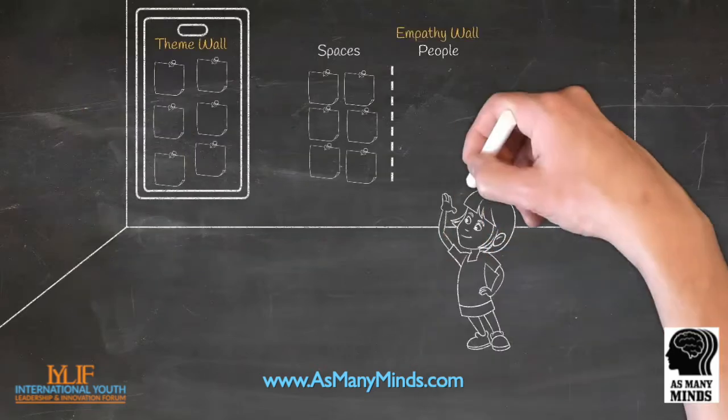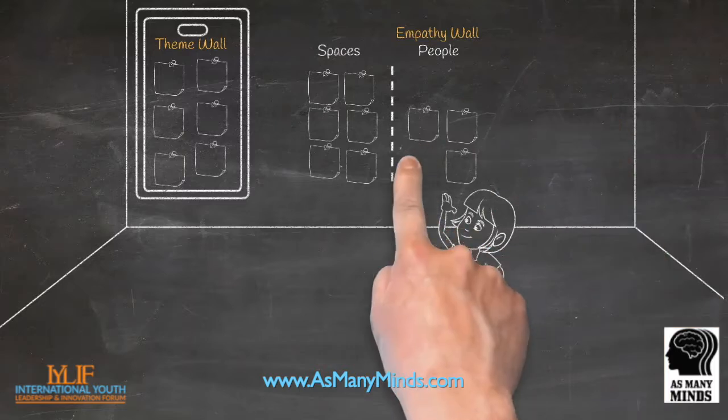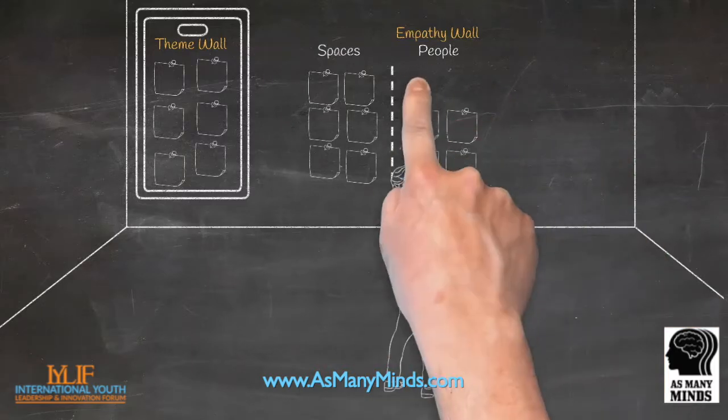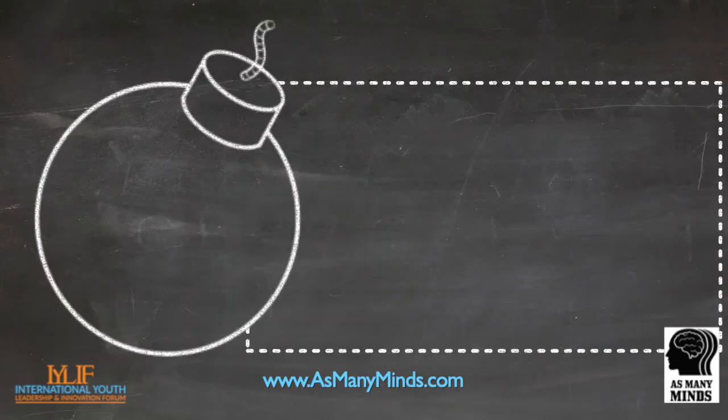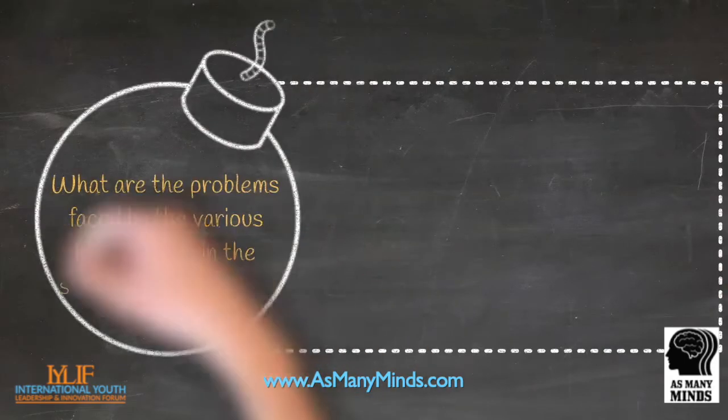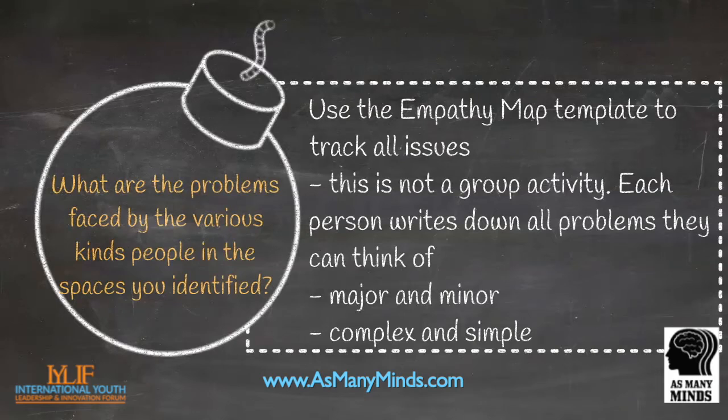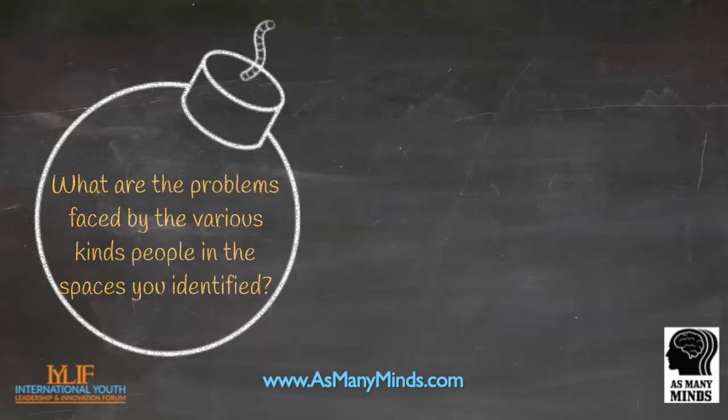You know what to do now. Go to your empathy wall and stick your entries under people. Since you have already thought about the spaces and people involved, now it's time for you to think about the problems faced by these people.